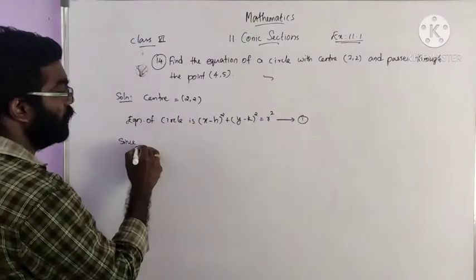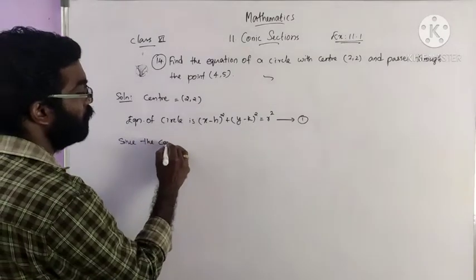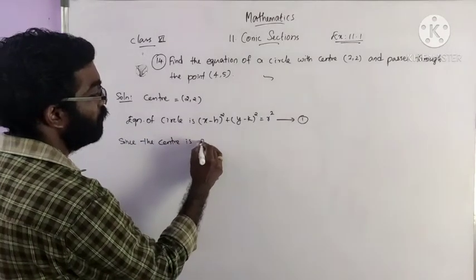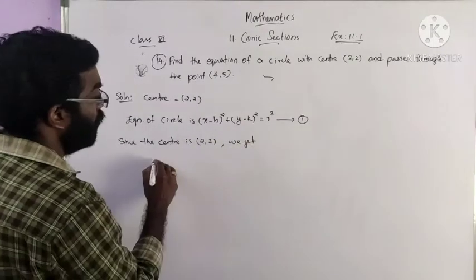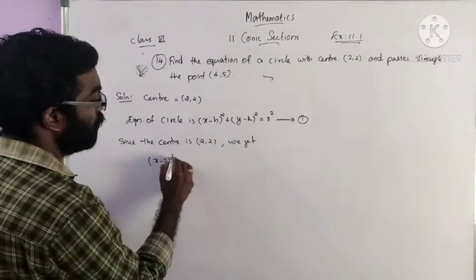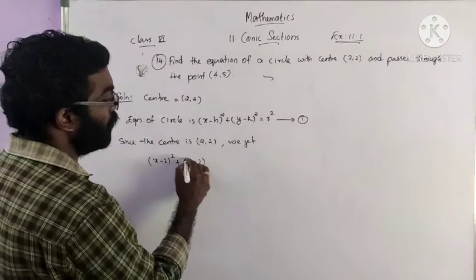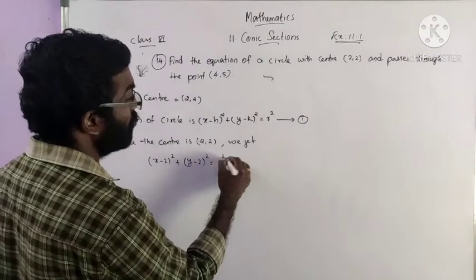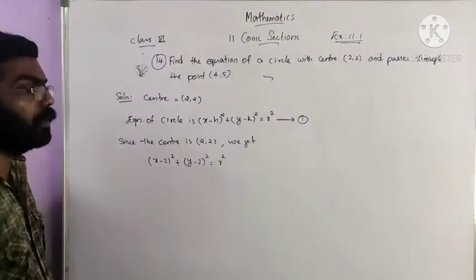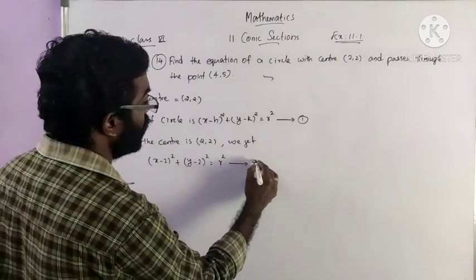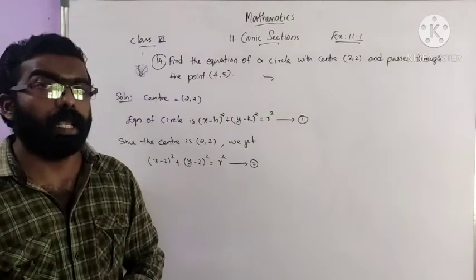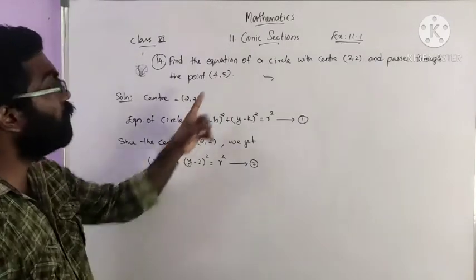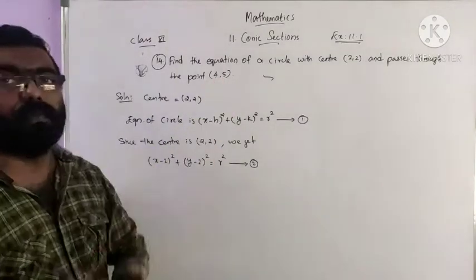Since the center is 2, 2, we get x minus 2 the whole square plus y minus 2 the whole square is equal to r square. Okay, consider this as equation number 2. And this circle passes through the point 4, 5. So we can replace x by 4 and y by 5.